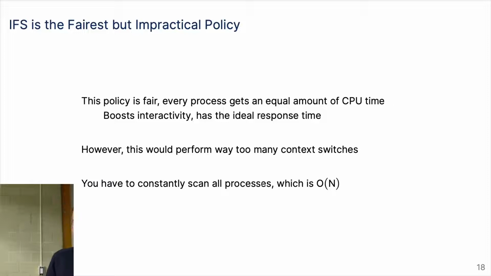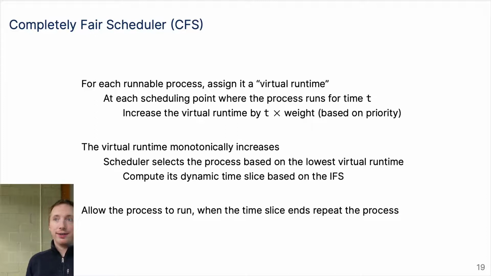So that's the ideal fairness, but it's also terribly impractical. Every process gets an equal amount of CPU time. It would boost interactivity and has ideal response time since you're assuming that you can switch infinitely fast. But in practice, this would require way too many context switches. And you also have to constantly scan all the processes, which is order n, which takes a long time, especially if you just want a kernel to do something quick and get out of the way. But it's a basis for the completely fair scheduler. So this is what the kernel actually uses now.